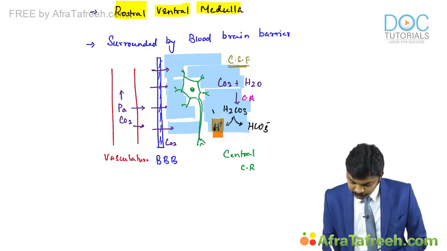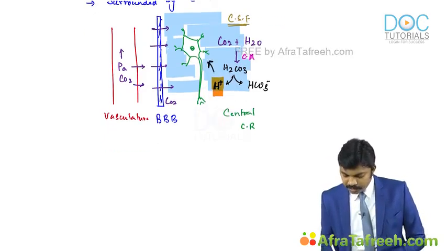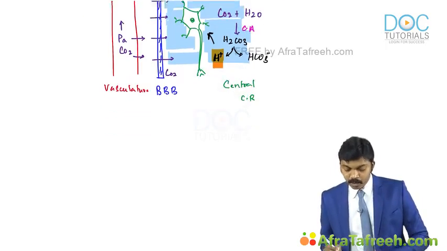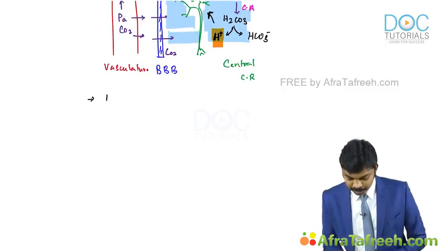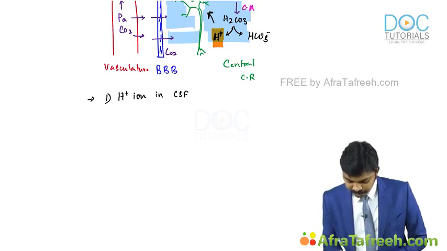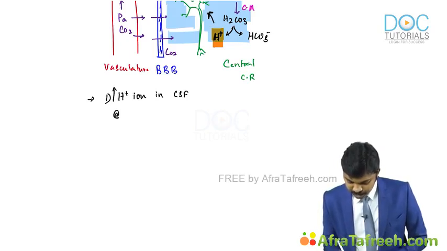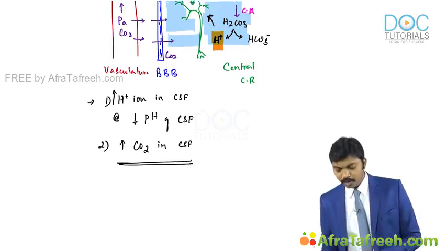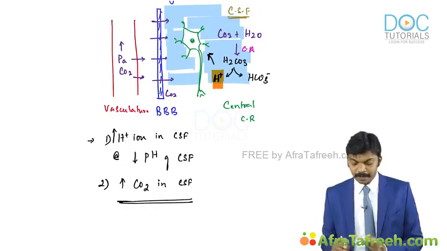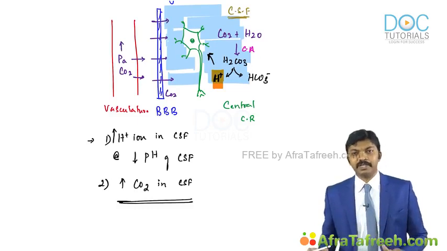This hydrogen ion is going to trigger this neuron, and this leads to changes in respiratory pattern. So ultimately speaking, the triggering factor for a central chemoreceptor is number 1, H plus ion in CSF. Increased concentration of hydrogen ion in CSF can also be called a reduction in pH of cerebrospinal fluid. Number 2, presence of carbon dioxide in CSF also will trigger the neurons of central chemoreceptors, doctors. Right? This is all about our chemical regulation of respiration.